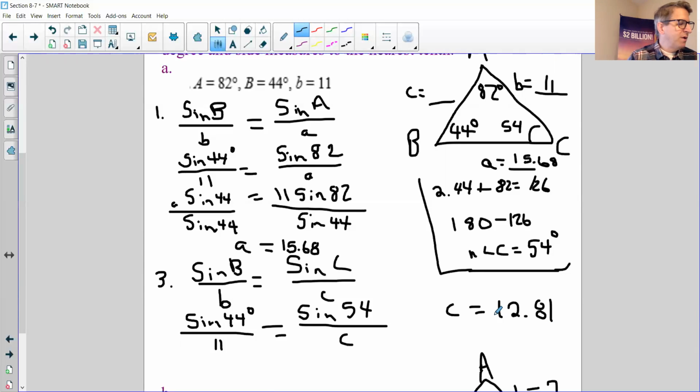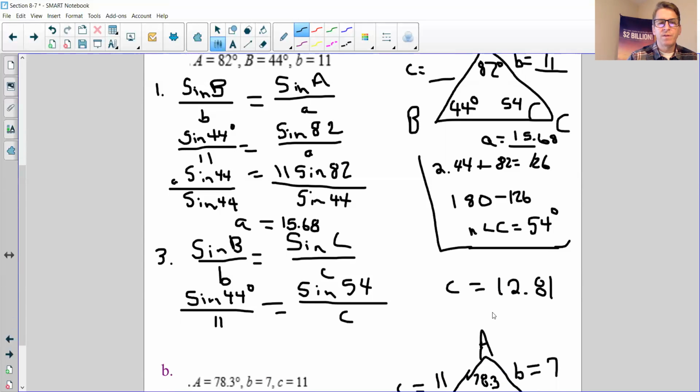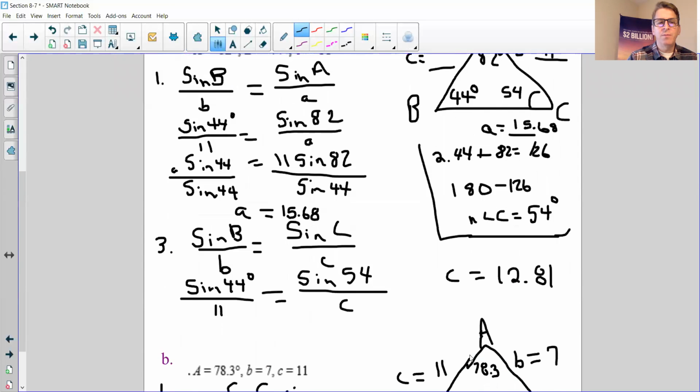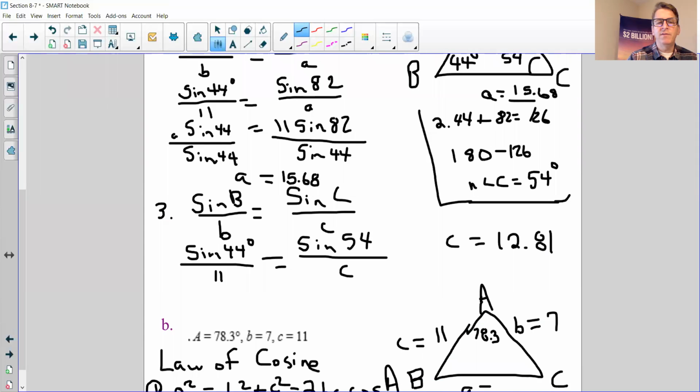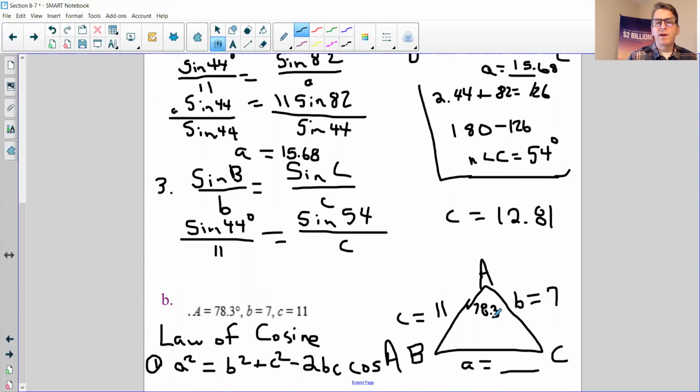Example 5, letter B. We have an angle, 78.3. We have a side B as 7, and we have a side C as 11. I've kind of drawn this in already. Angle A is 78.3, angle B is not known, angle C is not known. We have side B as 7 and side C as 11. So we have a side, an angle, and a side.